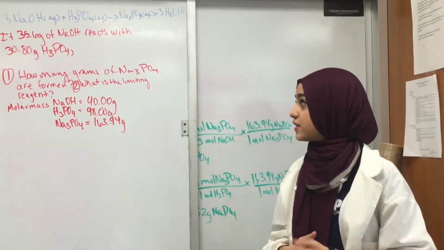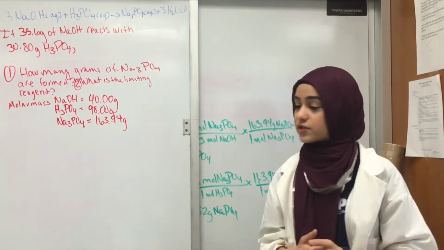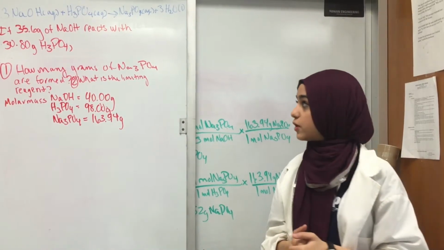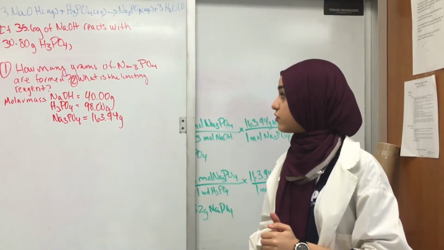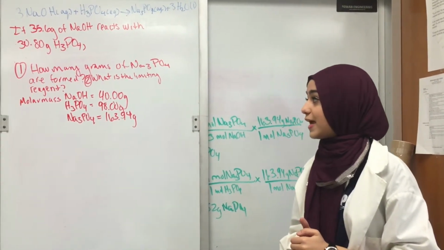So the problem asks us if 35.6 grams of NaOH reacts with 30.8 grams of H3PO4, how many grams of Na3PO4 are formed and what is the limiting reagent?